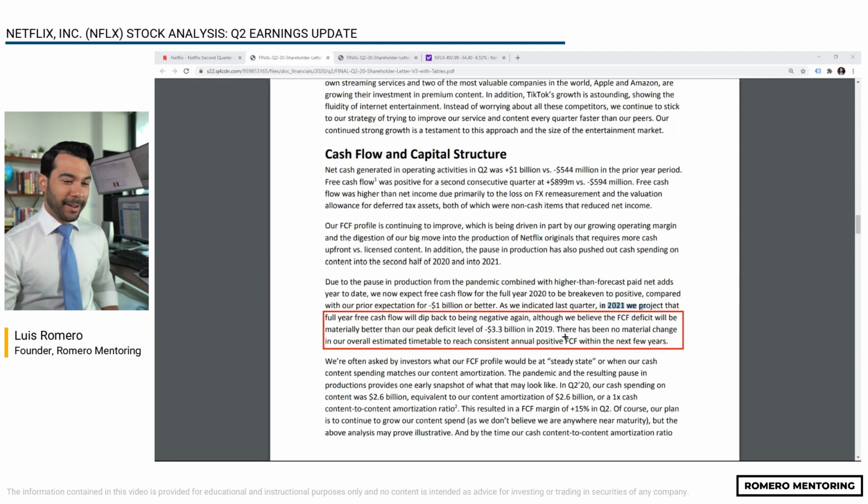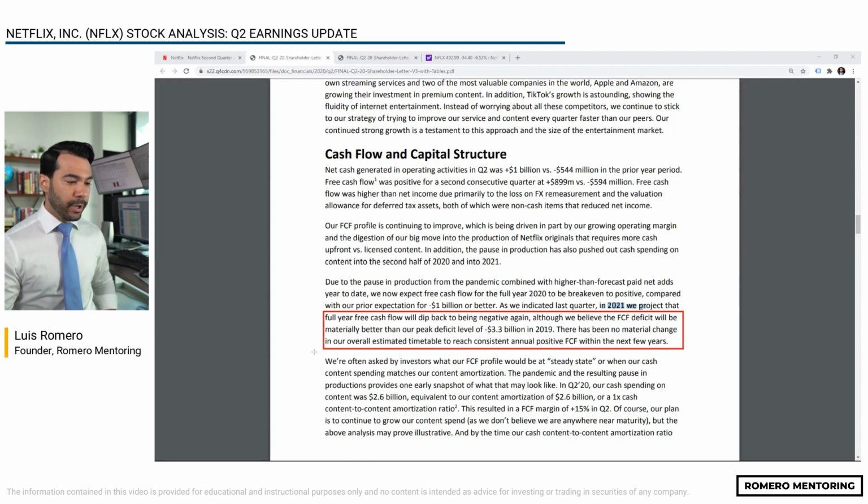So you're basically saying, look, in 2019 we burned 3.3 billion, but don't worry about that. We're still going to lose money. Might be $1 billion, might be 2, but it's better than 2019, don't worry. As an investor, as a shareholder, I am concerned about that number. There has been no material change in our overall estimate of the timetable to reach consistent positive free cash flow. There it is. They're telling us right here that they still don't know when they're anticipating reaching consistent annual positive free cash flow, which was the point that I was making a minute ago.